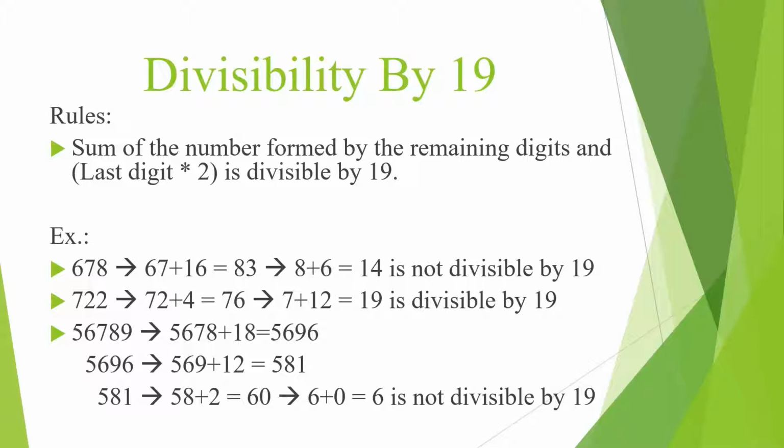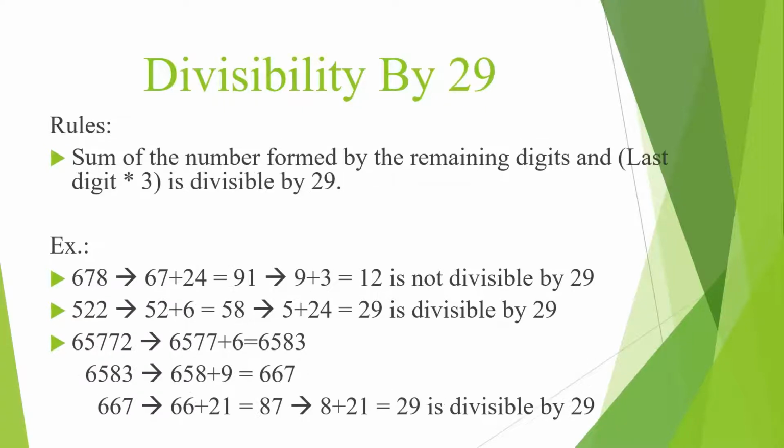Let us reduce it further. 581. Ignore the last digit, we will get 58 plus last digit into 2. 1 into 2 equal to 2. 58 plus 2 equal to 60. Let us reduce it further. Ignore the last digit, we will get 6 plus 0 into 2 equal to 0, which is equal to 6, which is not divisible by 19. So the number 56,789 is also not divisible by 19.